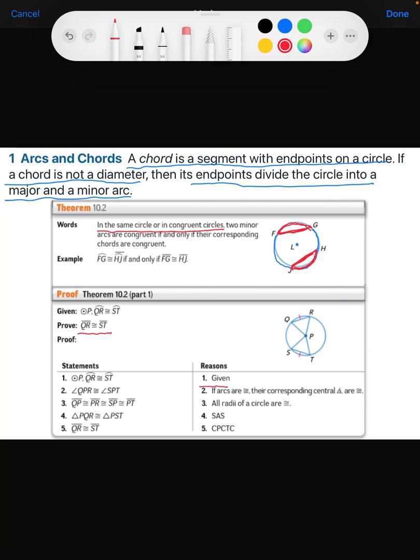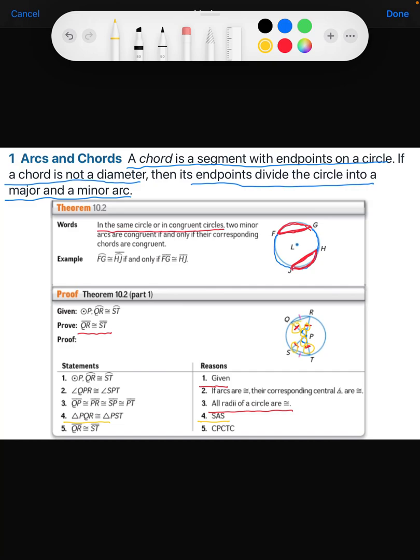If arcs are equal or congruent, the corresponding central angles are also going to be congruent. So we could say angle QPR, this angle here, equals angle SPT, this one. And then since all radii are congruent, we can say this equals this, equals this, equals this, because these are all radii of the circle. So then we have side, angle, side, side, angle, side.